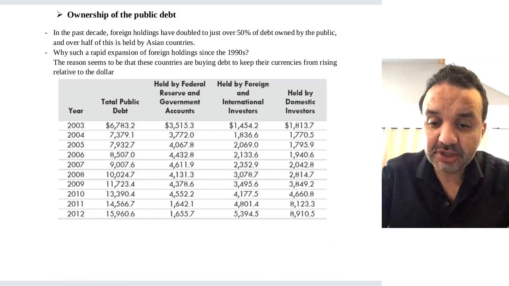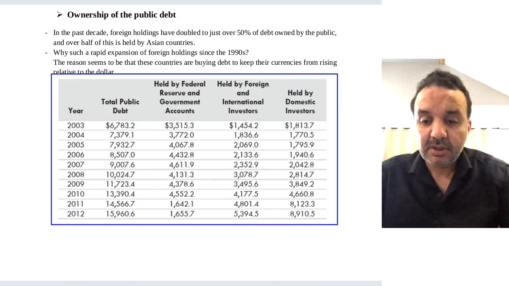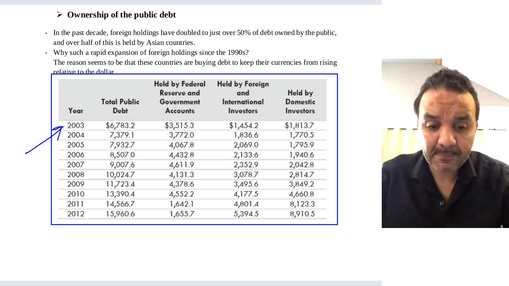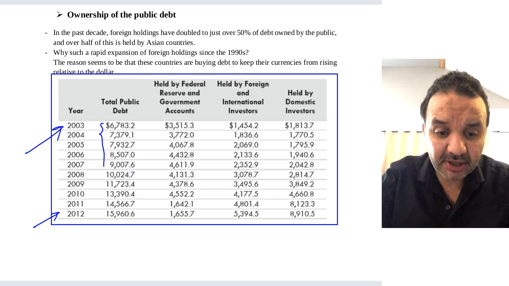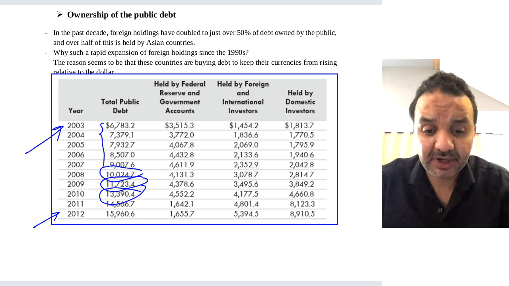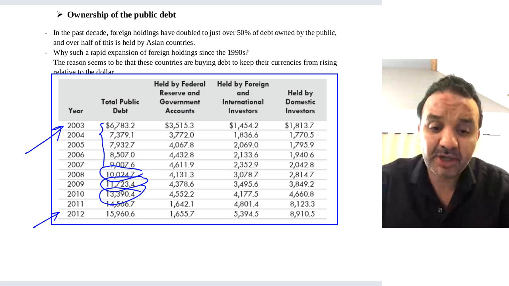This is actual data here. Okay. So you will see the actual data on the public debt back to 2003 up to 2012. So as you can see, the number increased dramatically in 2008, 2009 and 2010 because of the financial crisis, which led to the stimulus package. So as I said before, any expansion of fiscal policy will have a negative impact on the national debt.